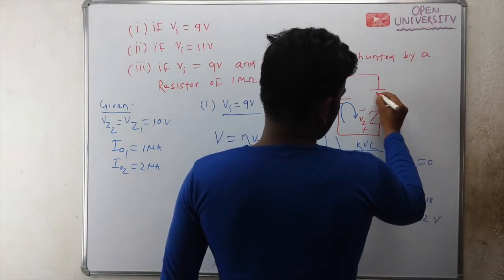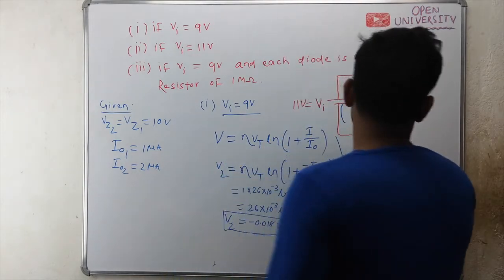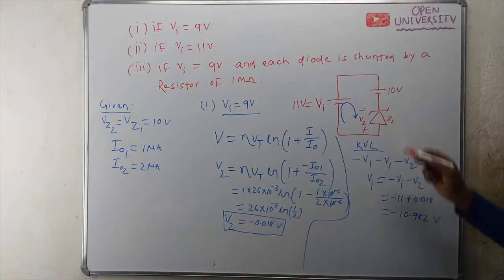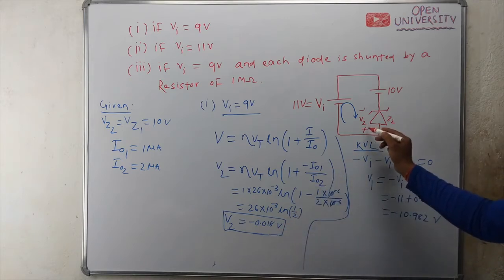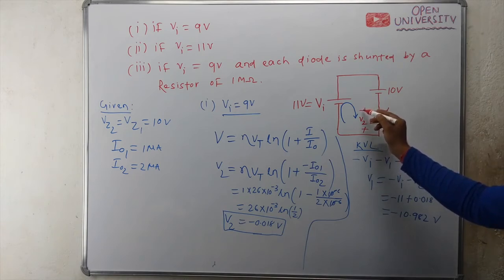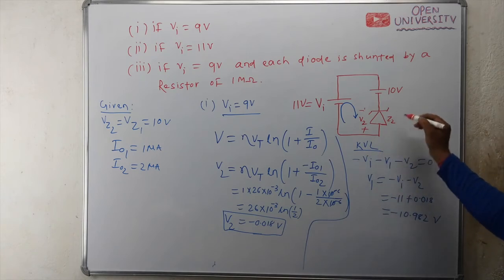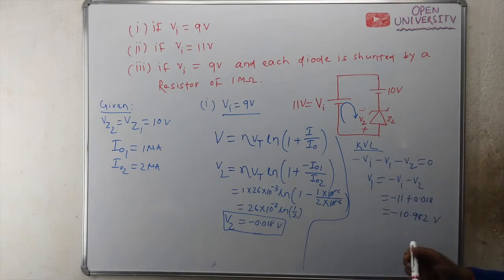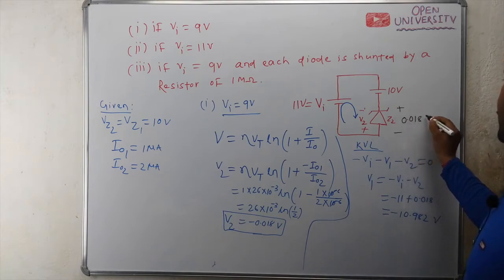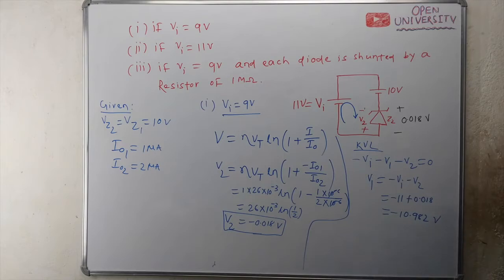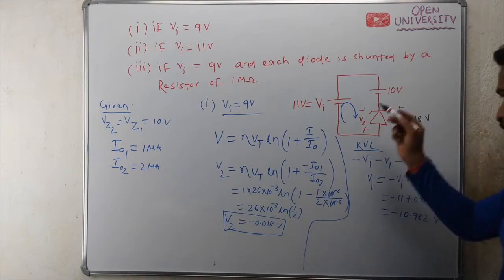Replace Z1 with VZ. What is VZ? 10 volt. Now, if V2 equals minus 0.018 volt, that means plus sign this side and negative sign towards this side is minus 0.018 volt, then this voltage will be plus 0.018 volt. So that indicates this diode is in reverse bias but not in breakdown. So it will be off.